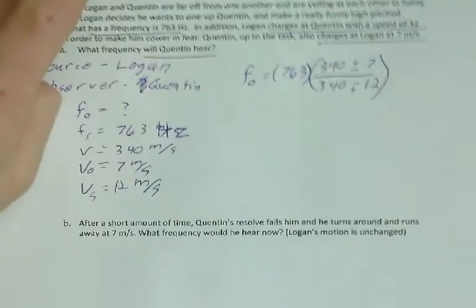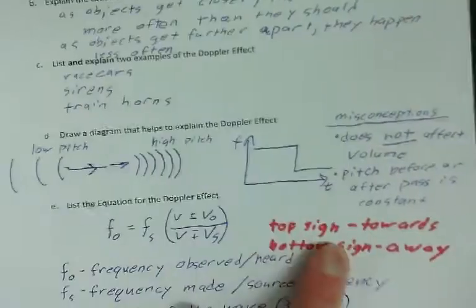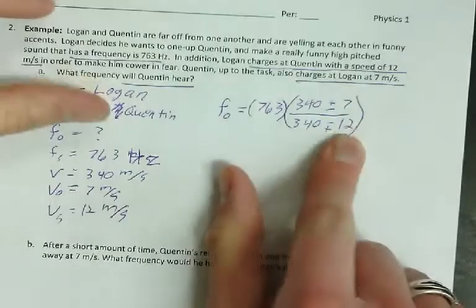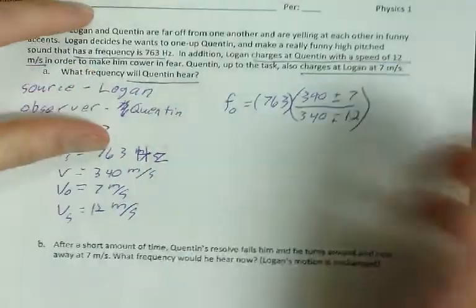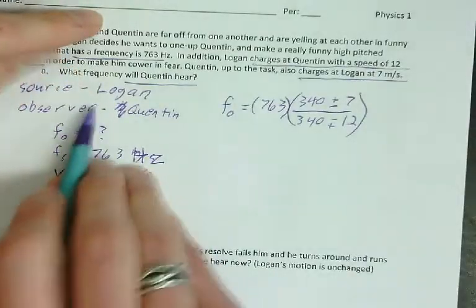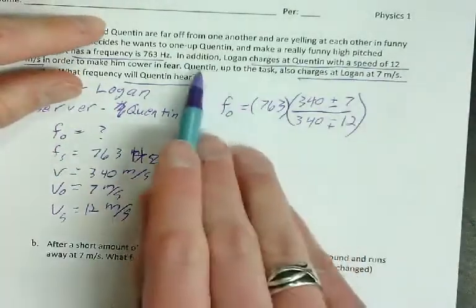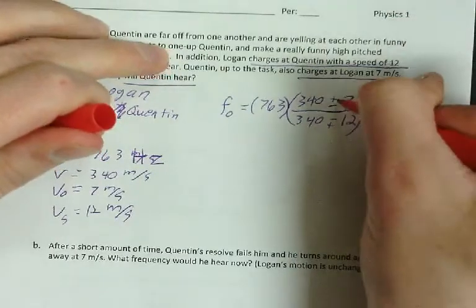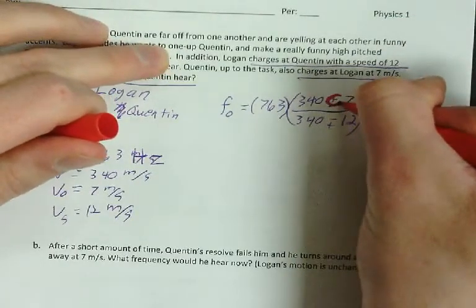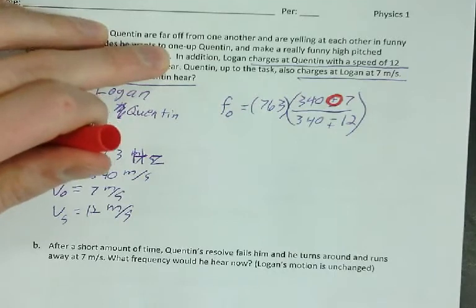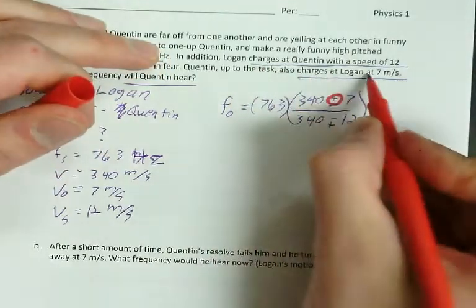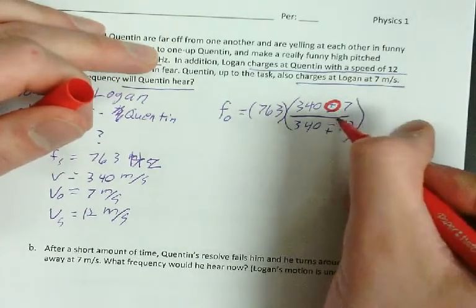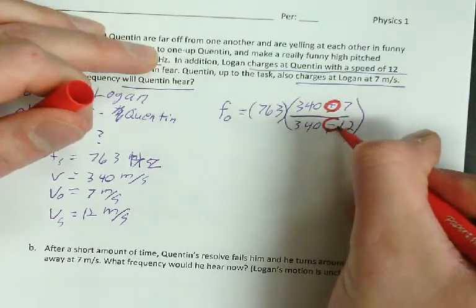So the signs I told you were top, towards, bottom, away. So I need to ask myself, each of these two, and I'm doing them separately, are they going away or towards? So let's start with Quentin, who's the observer. Quentin is the 7. It says he charges at Logan at 7. So at is towards, so he would use the top sign, which is plus. Then I look at Logan. Logan charges at Quentin, so he's the source. At is towards, so he also picks the top sign, which is minus.